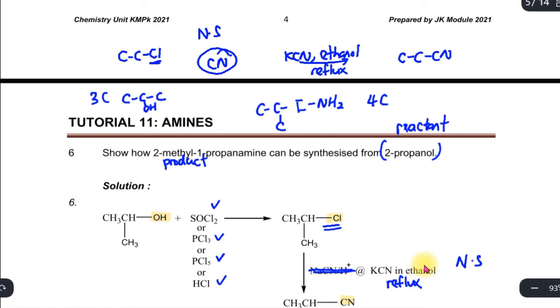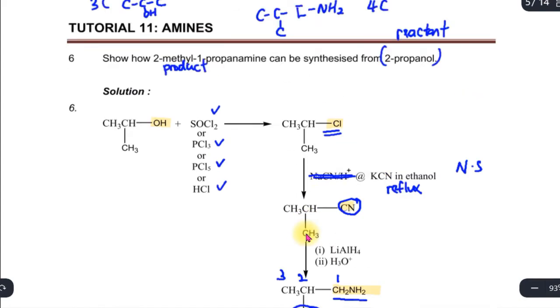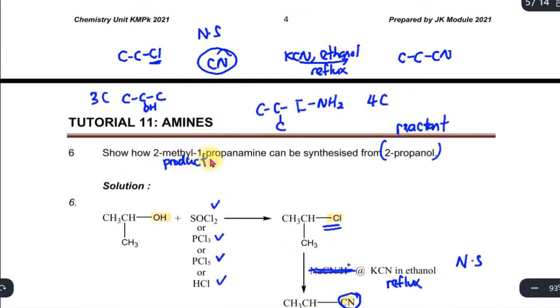So CN is substituted. When CN is substituted, it can form an amine already. If you want to form an amine, you need to reduce the nitrile compound, by using 1. lithium aluminium hydride, 2. H3O+, so it becomes CH2NH2. Now you check, this is 1, 2, 3. So 1-propene amine, this one 2-methyl. This is how 2-methyl-1-propene amine can be synthesized.